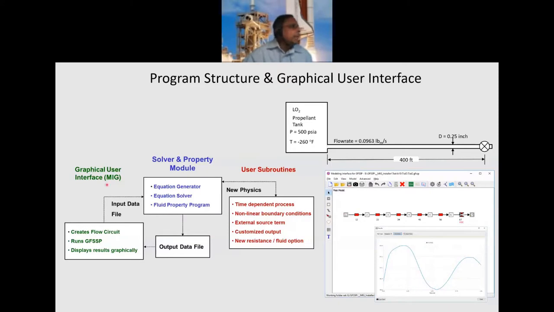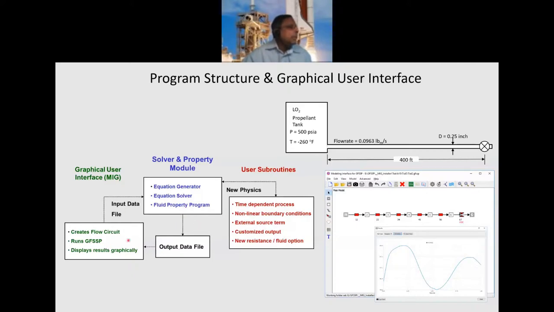Then when you run the program, it creates an input data file, which the solver and the property module read to generate all the equations. How many equations depends upon the circuit, how many nodes you have, and how many branches there are. That determines how many equations you have, and it generates all of them. It solves the equations in conjunction with the fluid property program and then outputs the results.